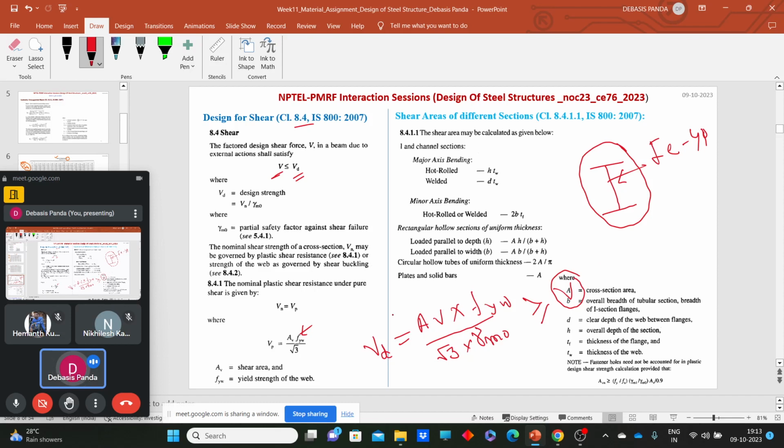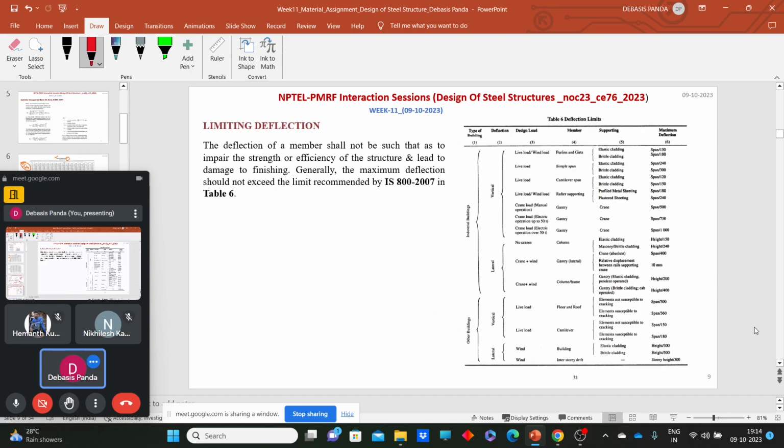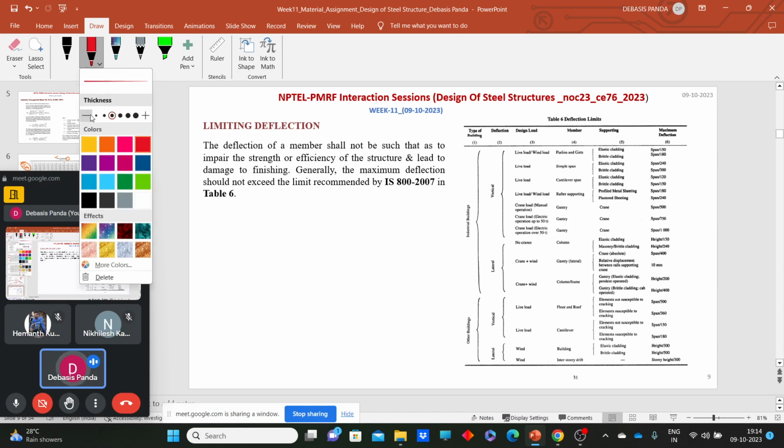And AV, what is that AV? AV is nothing but the shear area, and for the different sections the shear area is given. Like for the rolled section, the shear area should be H into TW. That means particularly the area of the web is considered for calculating the shear. Obviously the web portion will take care of the shear for that kind of section. Now this is a flexural member and subjected to bending, so we need to check for the deflection also. So first thing, the beam which we need to design for a given set of loading.